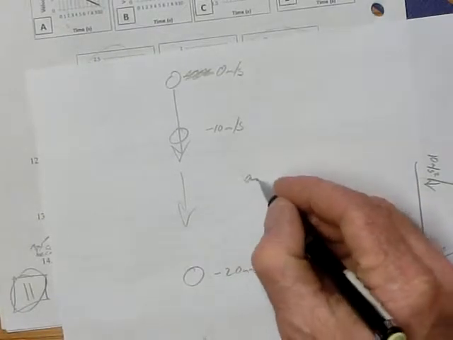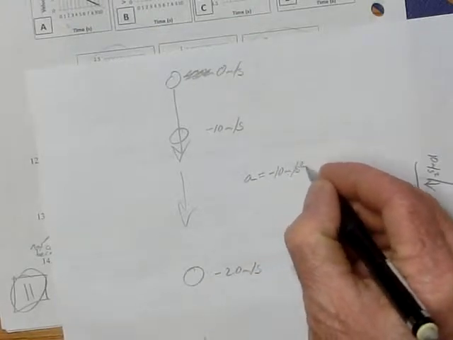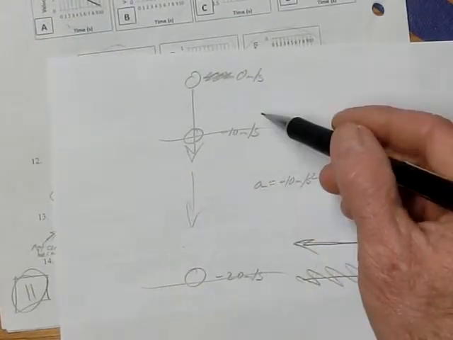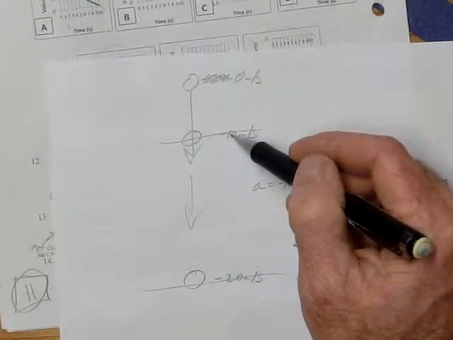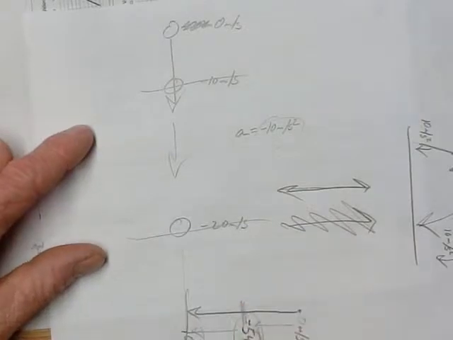So the acceleration here is -10 meters per second squared, which means for every second that goes by, you take off another 10 from velocity. It starts at 0, take off 10, you get -10. Take off another 10, you get -20. After another second, it's going to be -30.